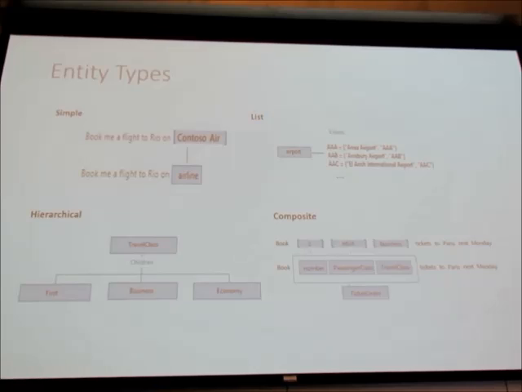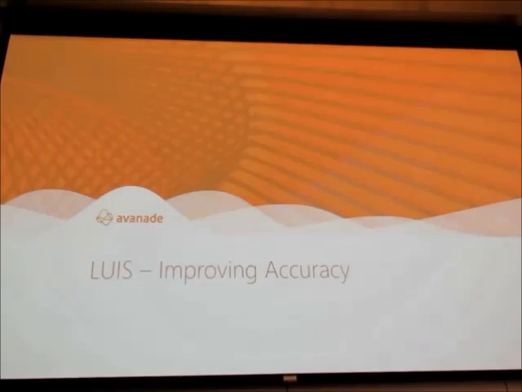Composite is expanding on that subject. It's, book 2 adult business tickets. If you have a good model for understanding the travel class, you can put that as your ticket order entity, and you can have that get passed back to your middleware. So these are all the tools we use for entity types, and we need to pair them up with really good utterances so our model starts picking them up.